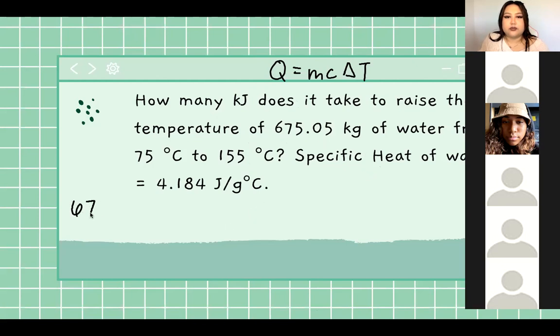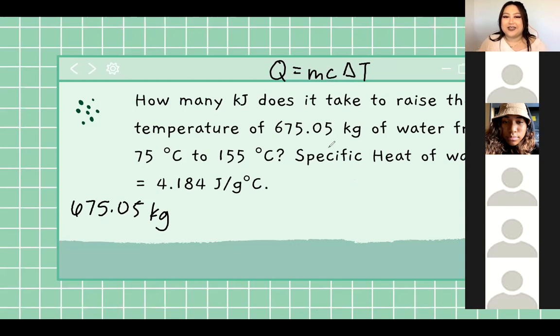We would start with 675.05 for the mass and then multiply it by C, which is specific heat, so 4.184 joules over gram Celsius, and then multiply it by delta T, which would be 155 minus 75, which is 80. And then once we get that answer, we need to convert the kilograms into kilojoules. Okay, so super close.